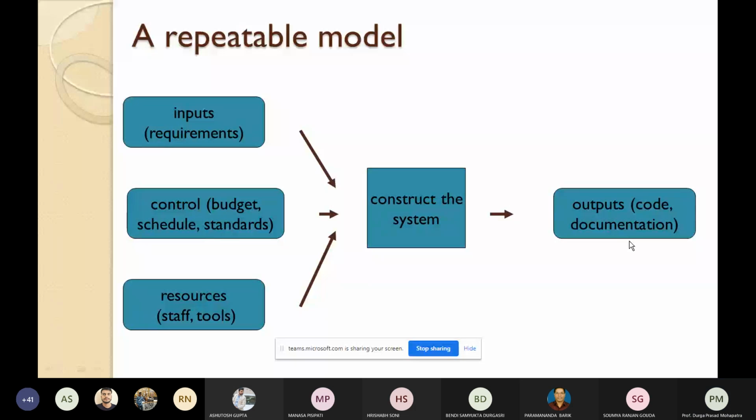Higher CMM levels are easier with a maintenance environment. If you are going to higher levels of CMM, like managed or optimized, that means level 4 or level 5, their maintenance environment is quite good and easy for maintenance. So where a maintenance environment is there, higher CMM levels will be easier to implement.